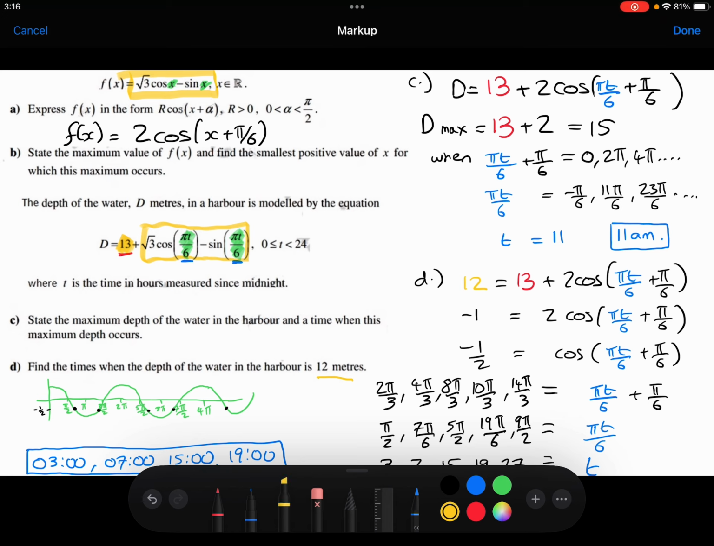So, as you can see up here in the top right, I've got the 13 at the front. And then I've just taken my answer from part A and just swapped the x to be pi t over 6.